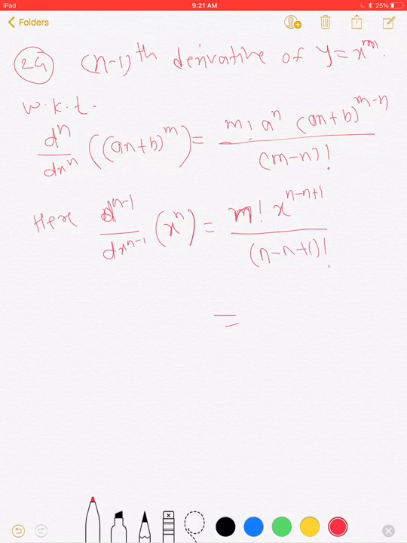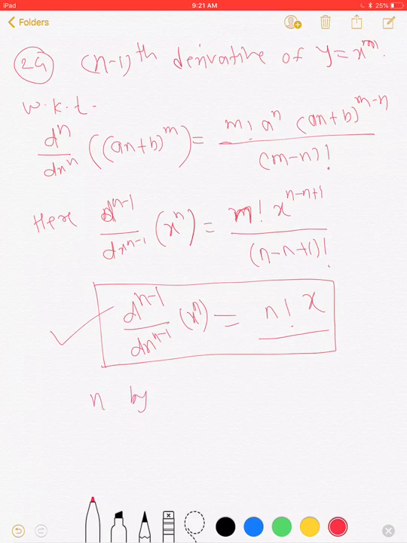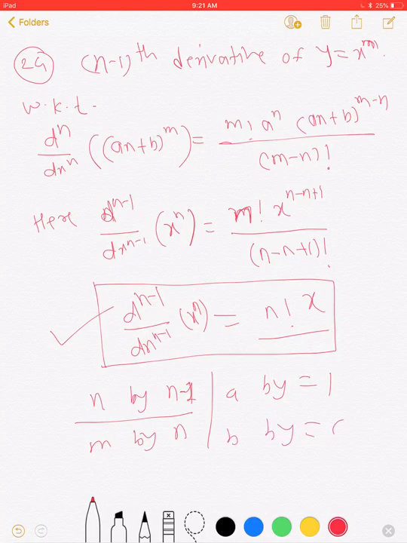So this can be written as n factorial into x upon n minus 1 is 0, 1 factorial is 1, therefore the n minus 1th derivative of x raised to the n is n factorial into x. So this is again a simple question. We have to just replace n by n minus 1, m by n, a by 1 and b by 0. So this is its final answer.